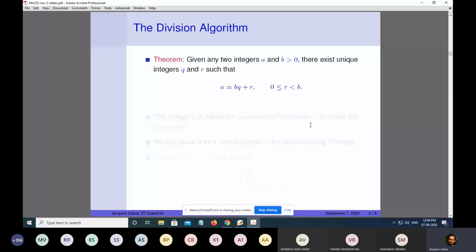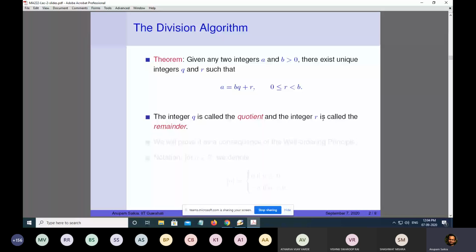We divide one integer by the other, and we look for a remainder which is less than the divisor. If the divisor is positive, this is what we expect. Okay, and you are all familiar with all this, that this integer q is called the quotient and the integer r is called the remainder.